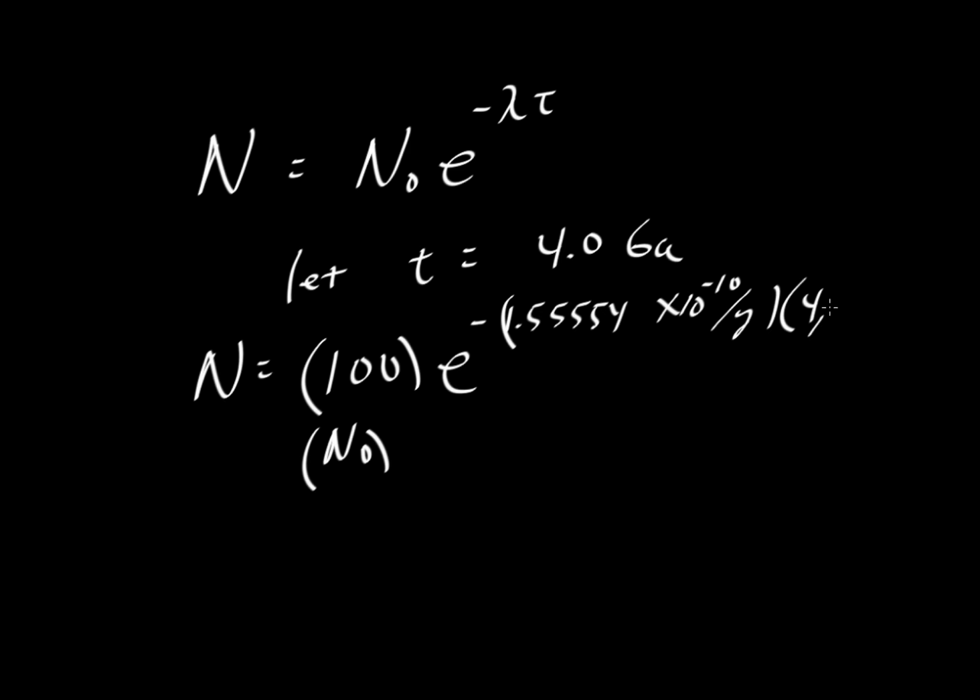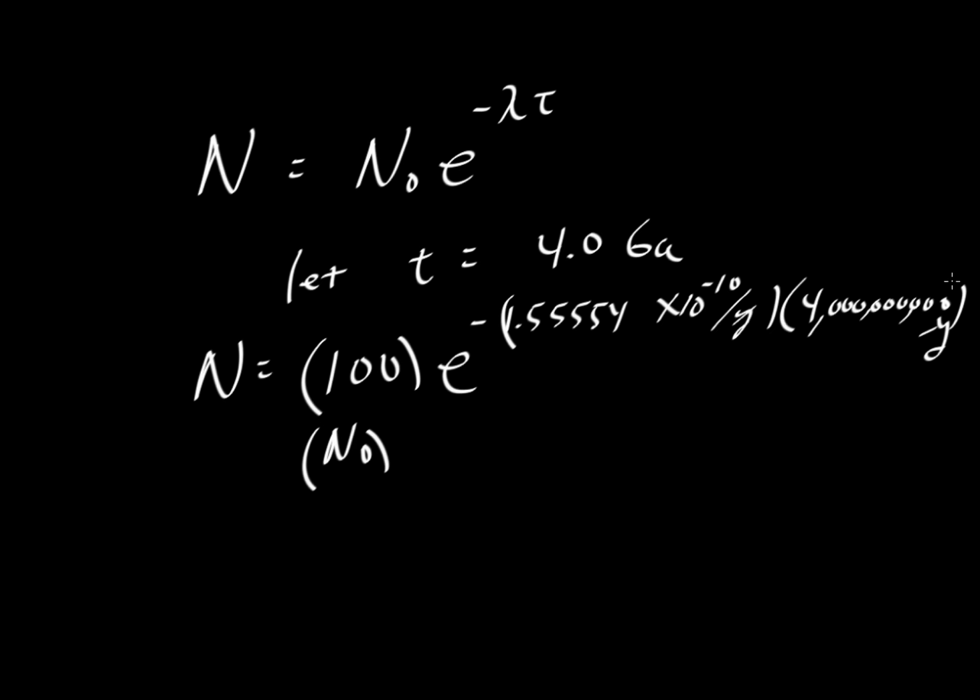So that's 9 zeros: 1, 2, 3, 4, 5, 6, 7, 8, 9. So we're going to squeeze all those in there. This has units of years. Notice that this is 1 over years, and that's years, so those years would cancel.